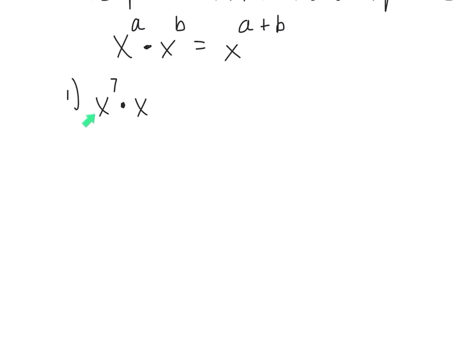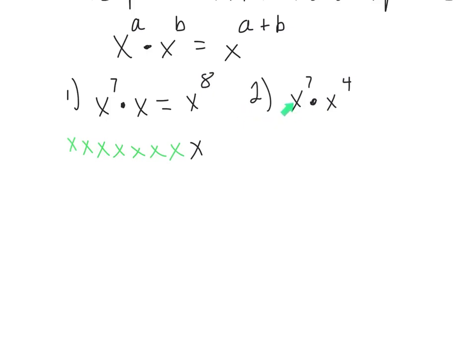First example, x to the 7th times x. There's a 1 up here, so we're adding 7 plus 1 and we'll get x to the 8th. If you need to see this expanded out to understand why we get the 8, x to the 7th is in the green here. 1, 2, 3, 4, 5, 6, 7 x's. And then the black one is the extra x. Altogether you have 8 repeated x's.